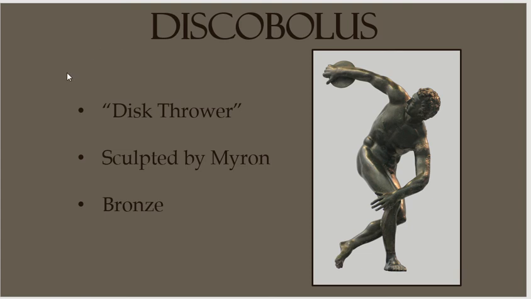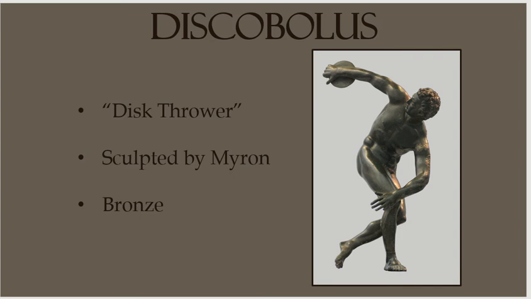So this was sculpted by a famous Greek sculptor, Myron, and it is one of the most iconic and well-known ones of this time. As with a lot of these, the original was in bronze, and it was copied in marble several times. Discobolus was on the official poster for the 1948 London Olympics. So that just shows you the lasting effect and how iconic this sculpture is.